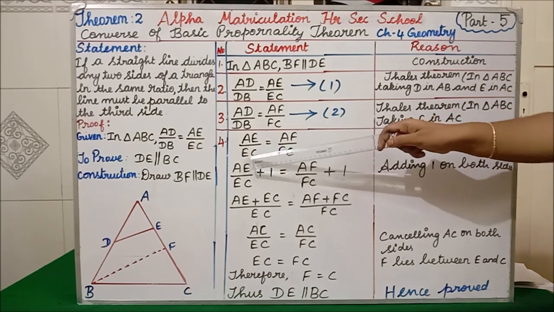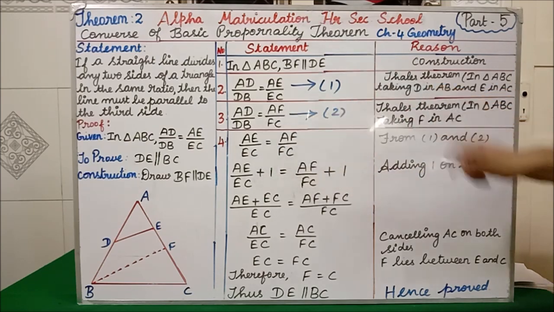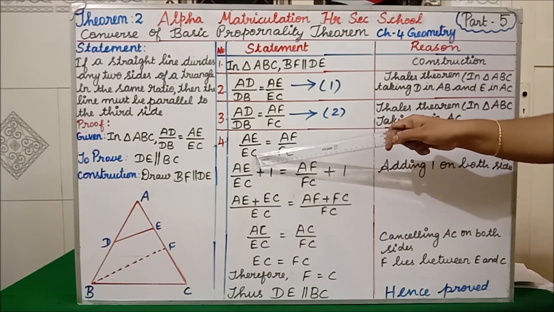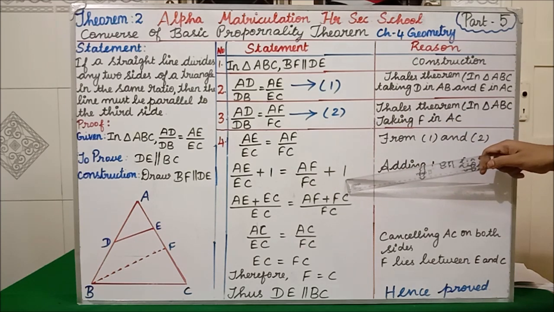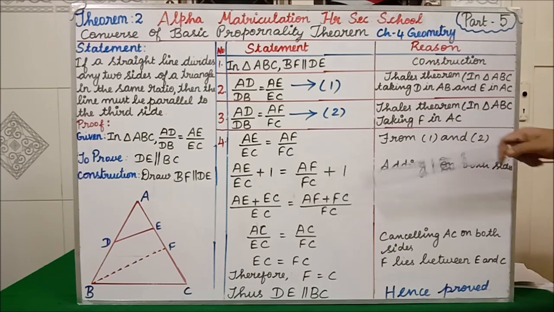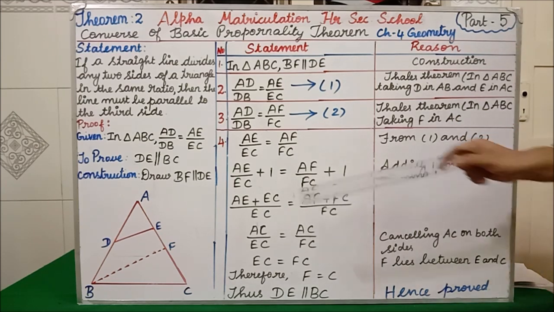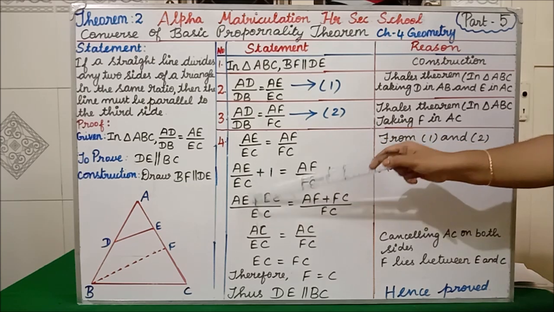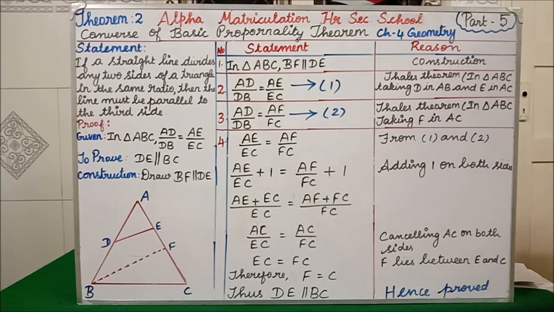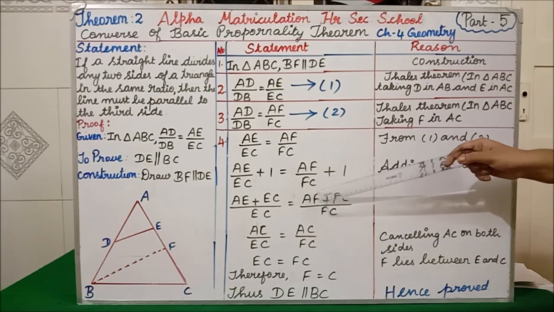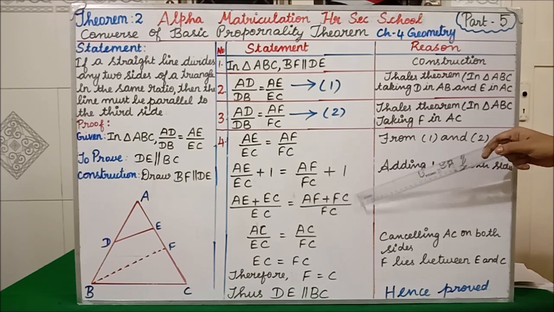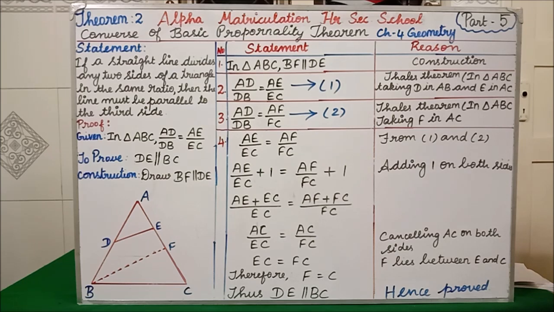Now on both sides I am adding plus 1. Here also I am adding plus 1, for this also plus 1, for this also plus 1. So we get AE divided by EC plus 1 equal to AF divided by FC plus 1. Next step I am doing the cross multiplication. AE, and EC into 1 is what? AE plus EC divided by EC equal to AF, and FC into 1 is what? Cross multiply, FC into 1 is FC, divided by FC.